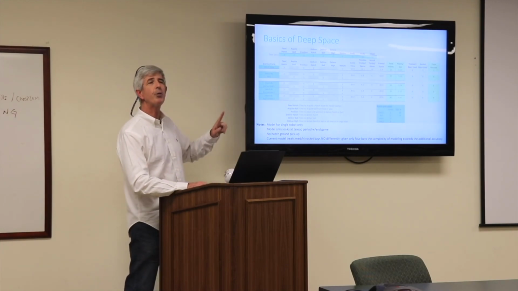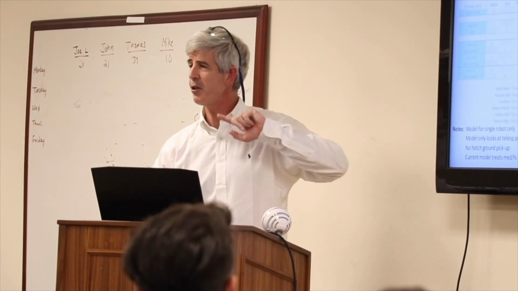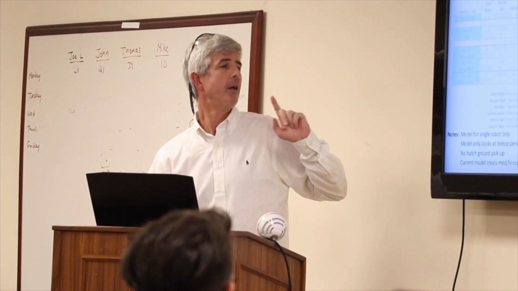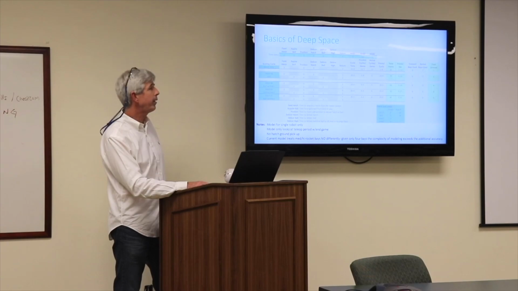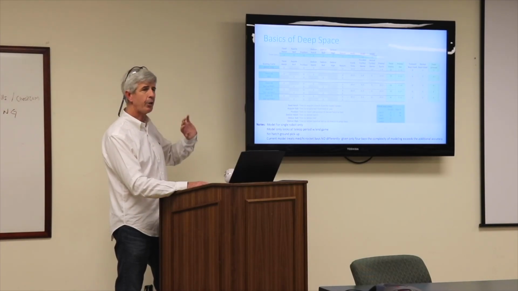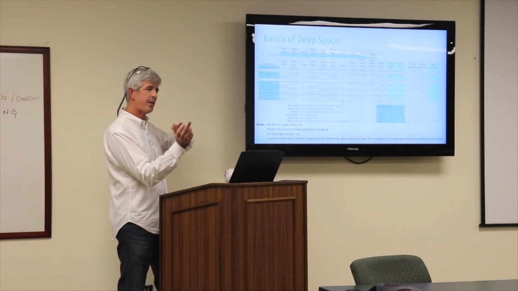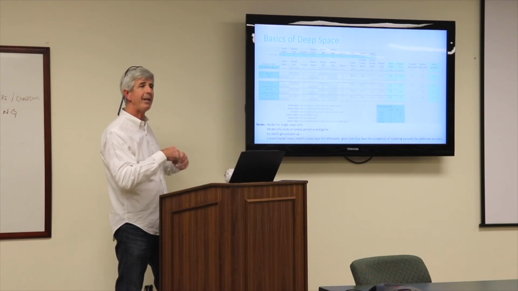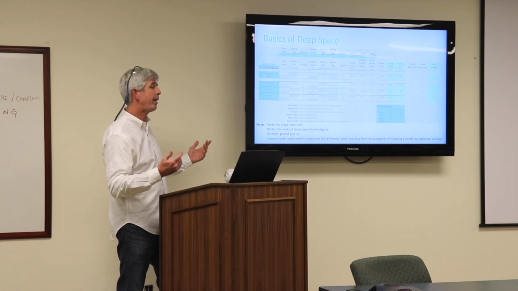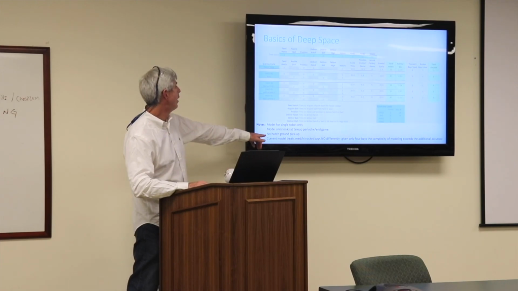This model is for a single robot only, right? So this just shows you what a single robot can do. The model only looks at the teleop period with endgame. I'm not looking at autonomous period at all. That's a separate segment. Those would be incremental points above and beyond what I'm able to demonstrate here.